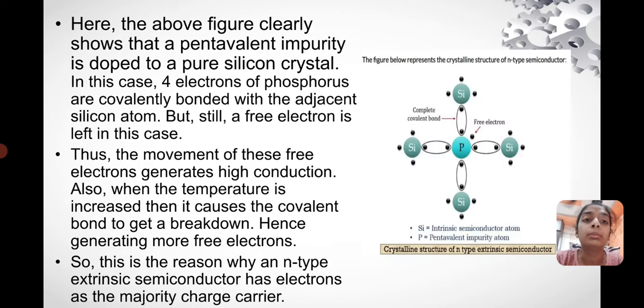The above figure clearly shows that a pentavalent impurity is doped to a pure silicon crystal. In this case, the electrons of phosphorus are covalently bonded with the adjacent silicon atoms, but still a free electron is left free. Thus, the movement of these free electrons generates high conduction. Also, when the temperature is increased, it causes the covalent bonds to break down, hence generating more free electrons. So, this is the reason why an n-type extrinsic semiconductor has electrons as the majority charge carrier.